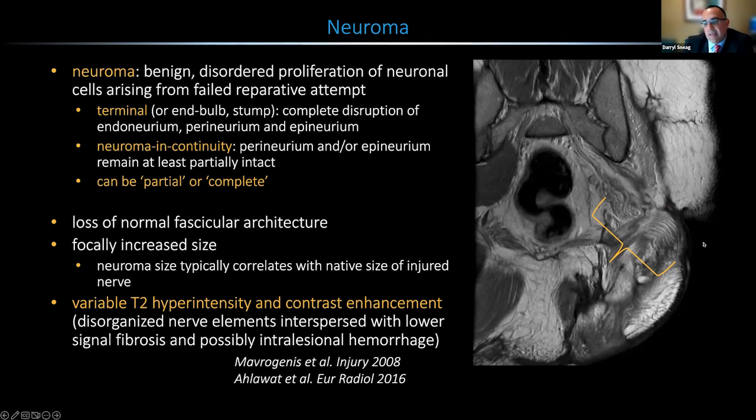So here is just an example, unfortunately, of a patient who had an above the knee amputation, and this is the sciatic nerve. So this is an example of a stump neuroma, and these can be very painful.